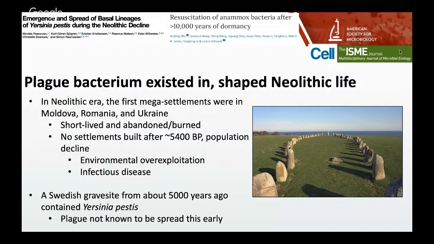And this was a big surprise because plague was not known in the Neolithic era. People have, up to this point, considered Yersinia pestis to have emerged from probably the Asian steppes a couple thousand years ago, not 5,000 years ago. We've discussed even some of those studies.